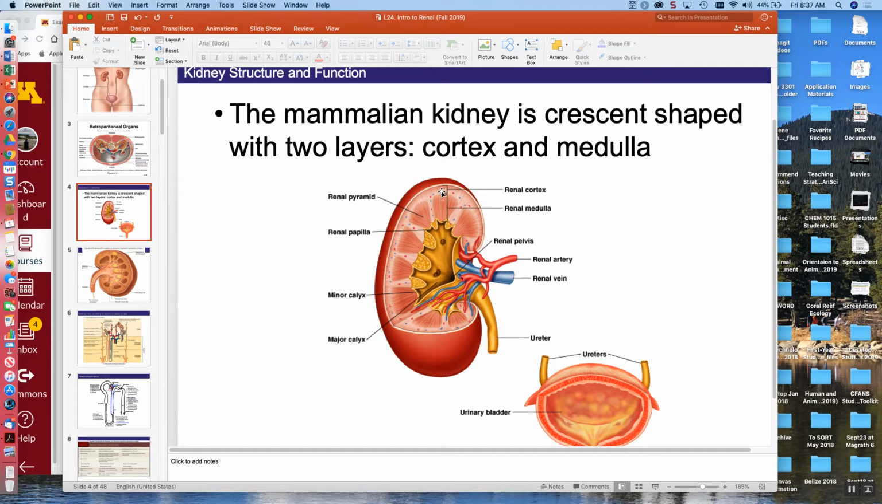Your glomerulus, the filtration unit of the nephron that we're going to be talking about, is located in the cortex region. And if you look at the osmolarity of the cortex region, it's very close to what your plasma is. It's about 300 to 320 milliosmoles, so very close to plasma concentration.